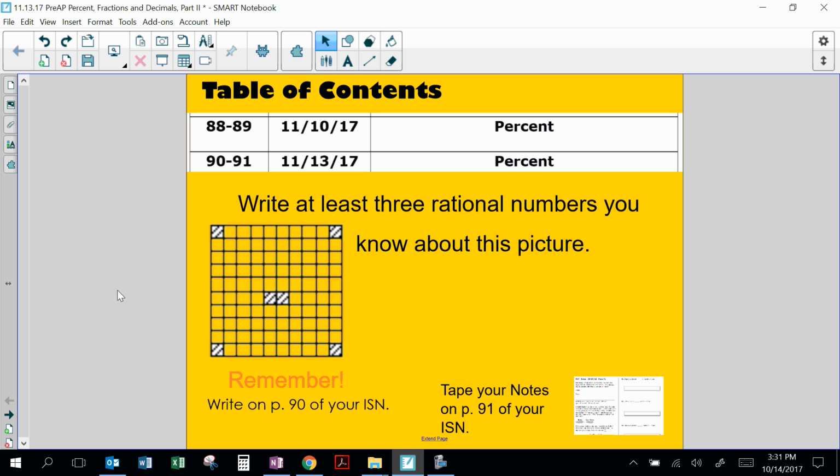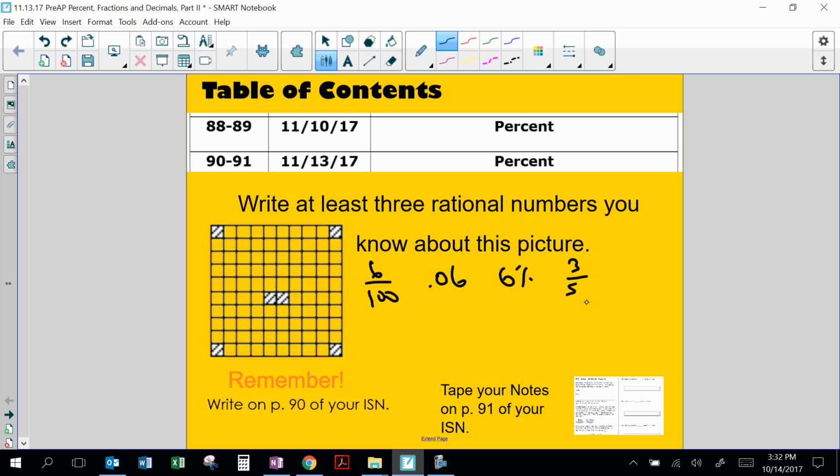Well, I see some parts are shaded, and I can see some parts are unshaded. Would you like to talk about the shaded or the unshaded? I guess I'll talk about the shaded part. I see there are 100 squares here, so each one is a hundredth. 2, 3, 4. There's 6 hundredths of it shaded. So I could write that as 6%, 6/100, or 0.06. Or I could say 3/50th of this picture is shaded.